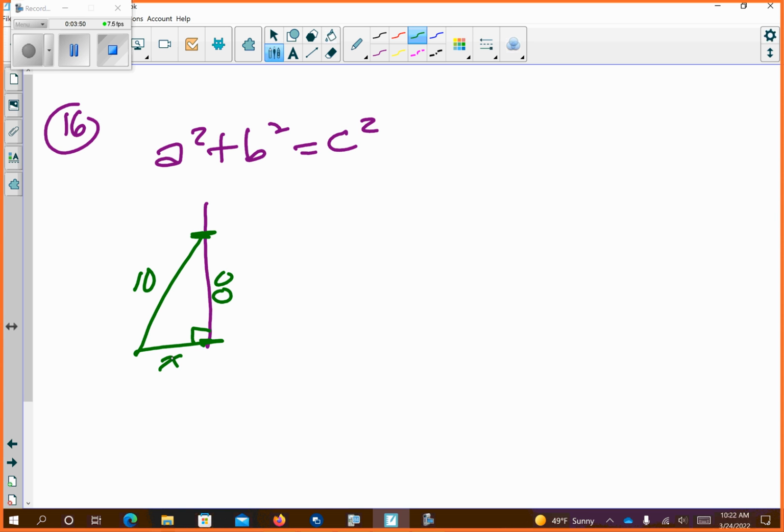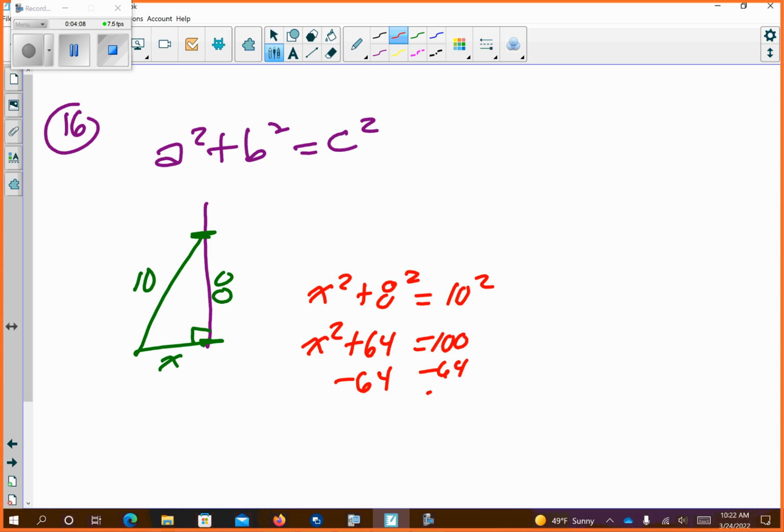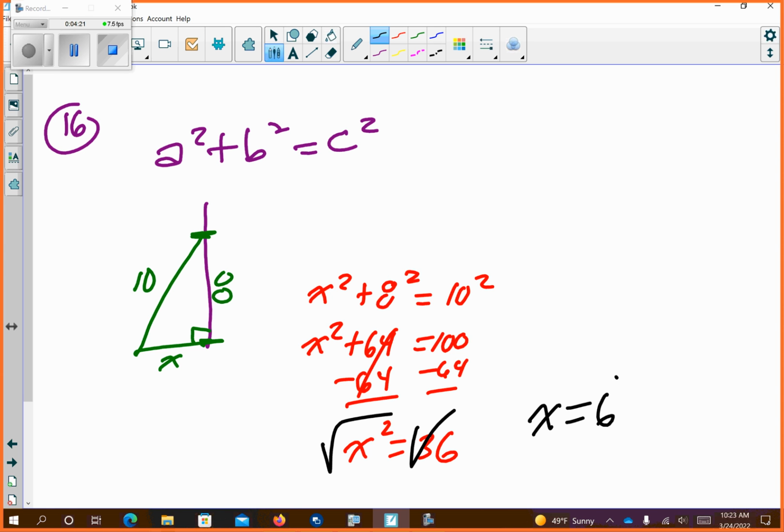We can call it X if we want. And then my two shorter sides are the X and the 8. So I'm going to have X squared plus 8 squared is equal to 10 squared. So X squared plus 64 is equal to 100. And then I would subtract 64 from both sides. Those cancel. So X squared equals 36. And what should I do to both sides to get it just to be X? Square root. So X equals 6.